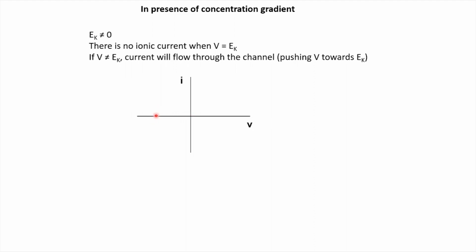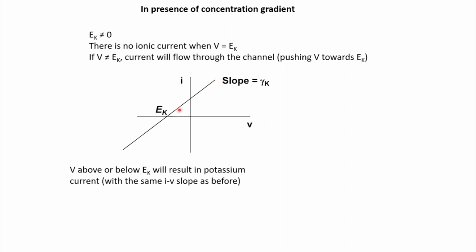So EK value is now a negative value, and current will be 0 at this point, not at this point. So this is where current is 0, and now if we change the voltage from EK, if the voltage is higher than EK, then there will be positive current flowing out through the membrane, and if voltage is more negative than EK, then there will be negative current. So the line should look something like this. So this is the new IV curve, and the slope of this line still remains gamma k.